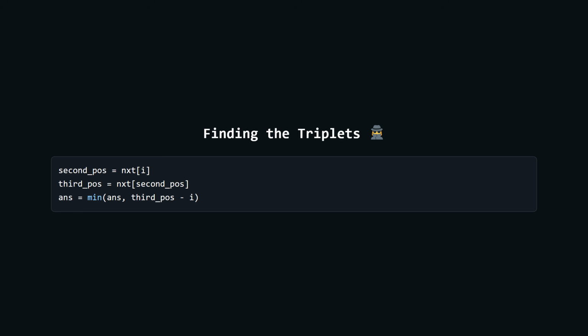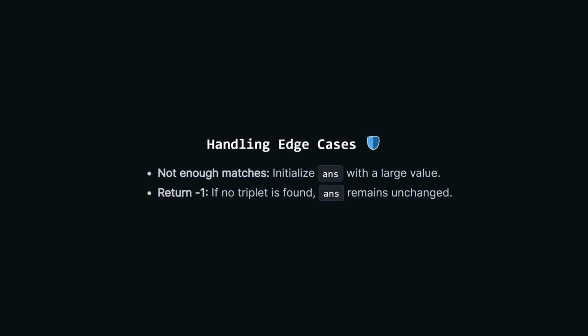In our second pass, we just hop twice. For every position I, we look at its second position, then the third position, using our next array. If we find 3 in a row, we calculate the gap between the first and the third and try to update our minimum answer. What if a number only appears once or twice? Our code handles this by checking if the second or third positions are -1. If they are, it just skips that index. And if we never find a valid triplet at all, we return -1 as the problem requires.